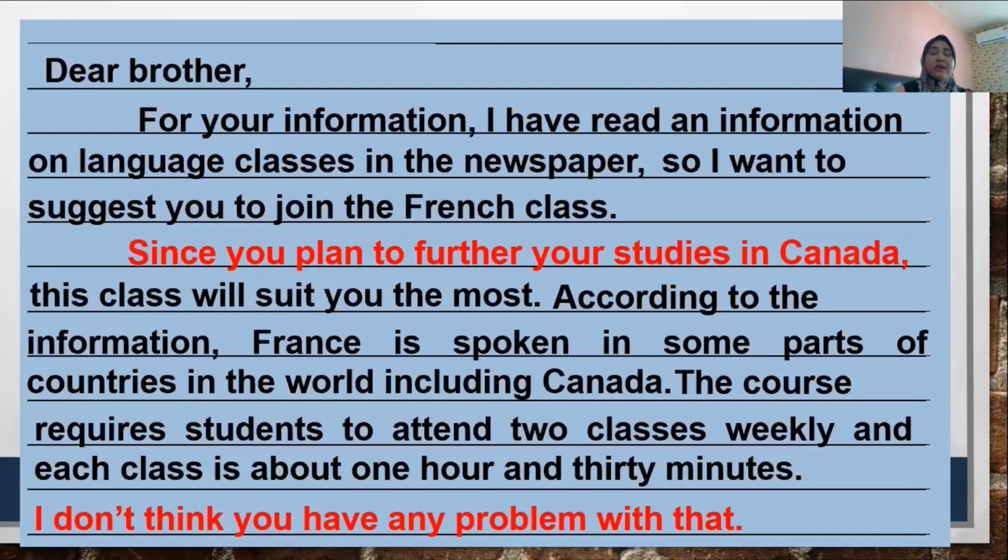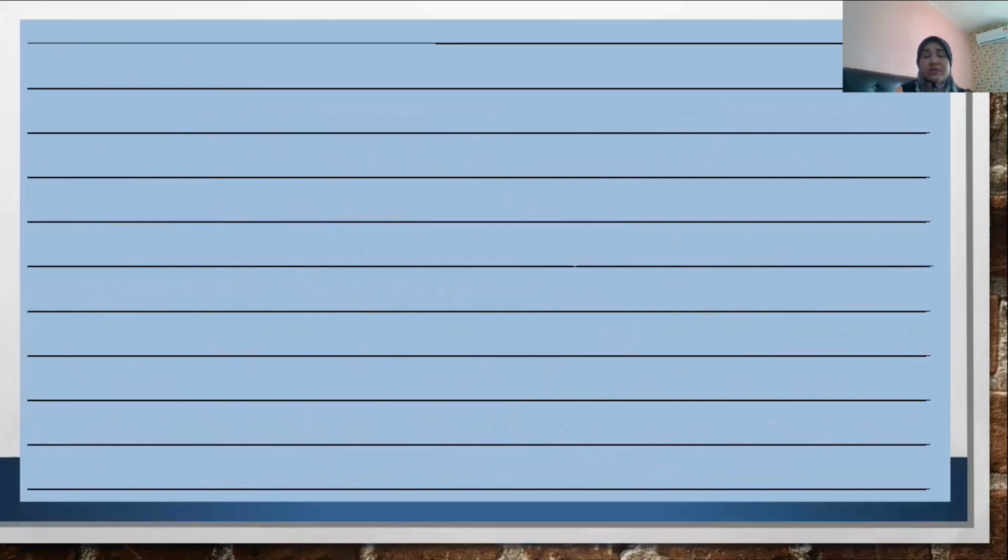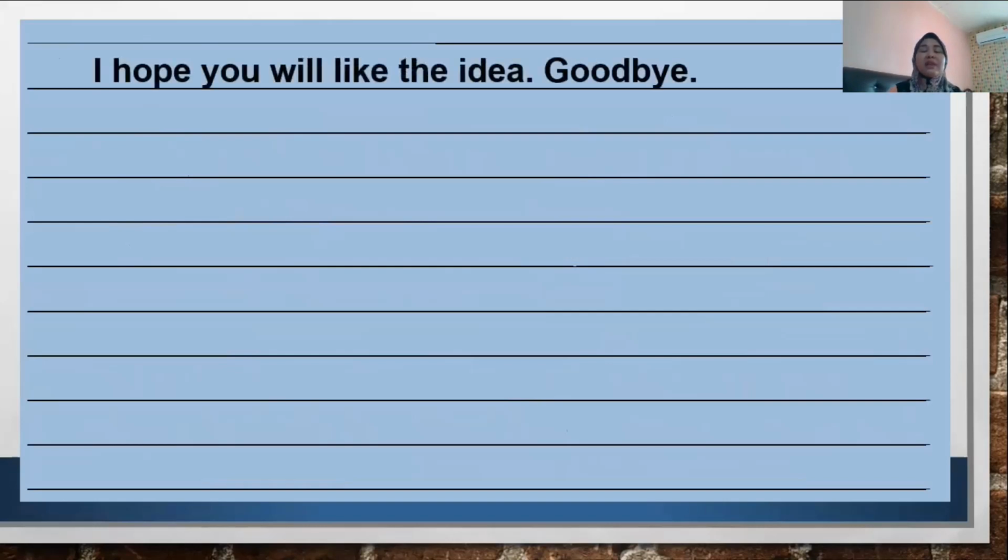So now let us look at my last paragraph for this note. As I told you just now, in the format of note writing, we will have the 3rd paragraph with hope and also closure. So let's look at my hope. I hope you will like the idea. Of course, when you are giving a suggestion or when you are suggesting something to someone, you hope that he or she will like the idea that you have given. Then we end our note with goodbye. So that is my closure. And I put here regards, for example, Christina.